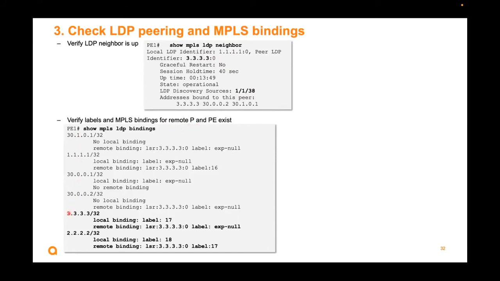So on PE1, this is the binding for the directly connected P, the route reflector, and this is the remote PE, you can see here. So there's a label. So that's the outgoing label towards the P. Okay. So if this is not seen, for example, this remote PE binding not seen, make sure the remote PE has LDP established. If it's not established, you will not see this.